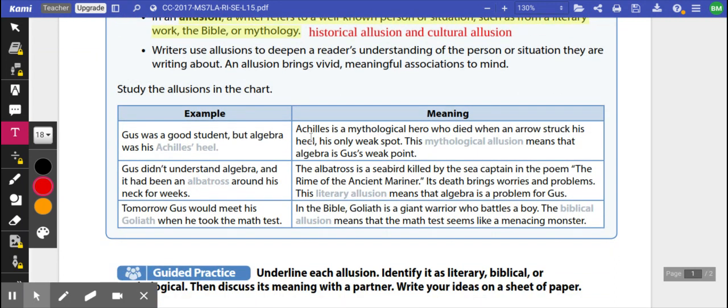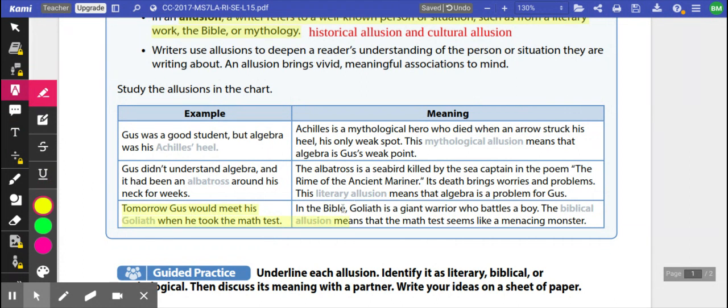Another popular one, I'm going to jump down to this last one. It says, tomorrow Gus would meet his Goliath when he took his math test. Well, that is a biblical allusion because Goliath was a giant that had to battle a little boy, and David ended up beating Goliath. But Gus feels like the math test is his own version of Goliath, kind of like a scary monster. How do some of y'all feel about my class or math class? A little bit of the same.